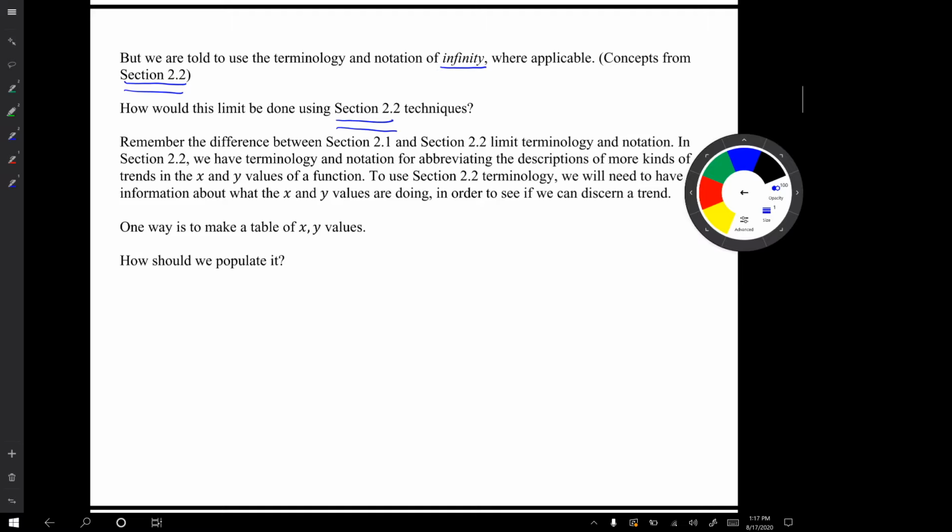In section 2.2, we have terminology and notation for abbreviating the descriptions of more kinds of trends in the x and y values of a function. To use section 2.2 terminology, we need to have more information about what the x values and the y values are doing in order to see if we can discern a trend. One way to do this is to make a table of x, y values. So how should we populate the table?